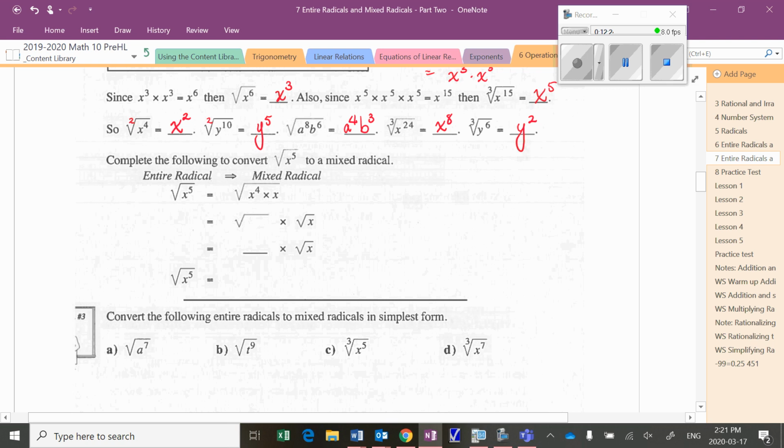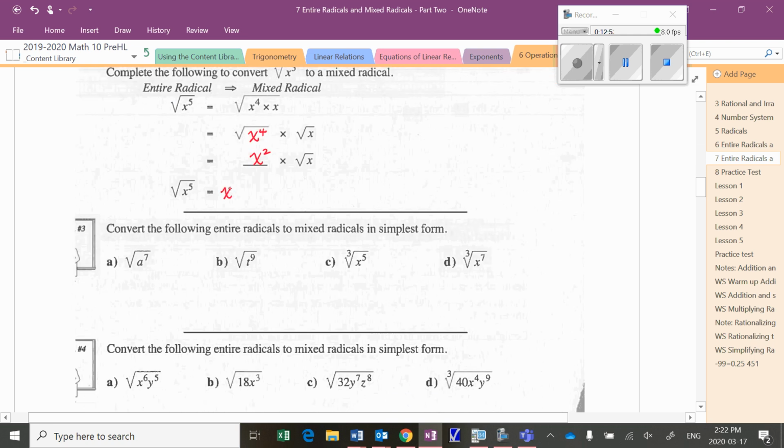So if we want to rewrite as a mixed radical, again, we're looking for the largest perfect square factor, or whatever that index is. So if we have x to the 5th, the square root of that, the largest perfect square factor is x to the 4th, so then we can split that up as the square root of x to the 4th times the square root of x. Square root of x to the 4th is simply x squared times root x, so the root of x to the 5th is x squared root x.